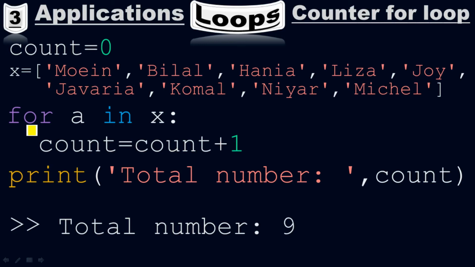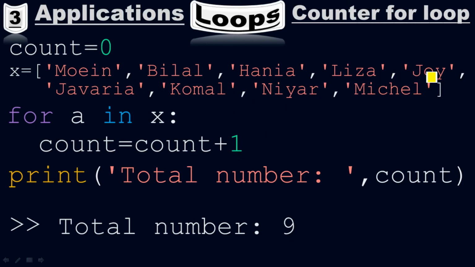And then the for loop will iterate on the third name, which is Hania. The previous number was 2, so 2 plus 1 will be 3. So far we have 3 people. And then the for loop will iterate on the fourth name, which is Lisa. The previous number was 3, so 3 plus 1 will be 4. So far we have 4 people. Then the for loop will iterate on the fifth item, which is Joy. The last number was 4, so 4 plus 1 will be 5.